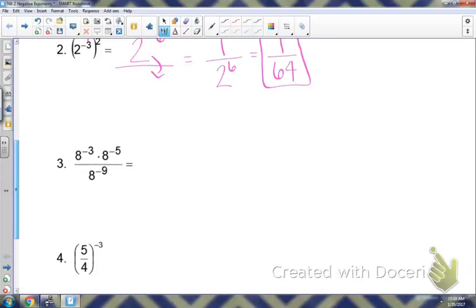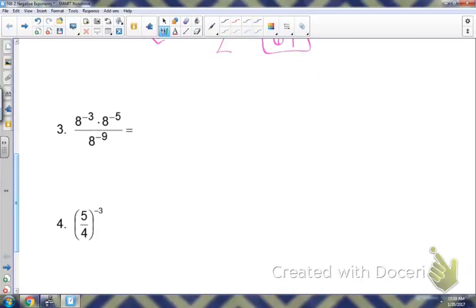Alright, 3. The 8s, those are bases. So we're not going to multiply 8 times 8. We're going to keep the base the same. Okay? So when we multiply and the bases are the same, we add the exponent. So on top here we would have 8 to the negative 8th power over 8 to the negative 9th power.